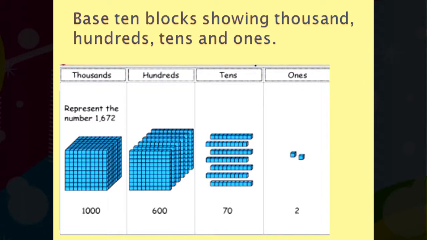Here we have base 10 blocks showing thousands, hundreds, tens, and ones. In the thousand position, we have one solid block. In the hundreds position, we have 6 blocks. In the tens position, there are 7 blocks. And in the ones position, we have 2 blocks. Now let's move on and see how we can use these manipulatives to solve subtraction problems.